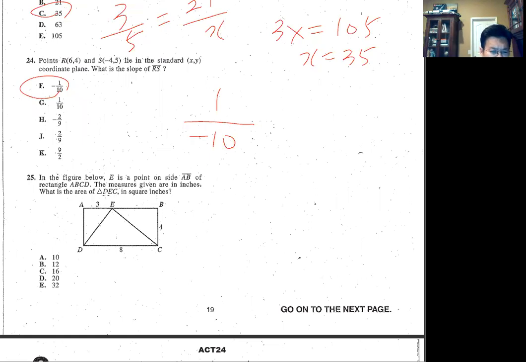25 inches. What is the area of DEC? So base times height divided by 2. Base is this, height is this. 1/2 × 8 × 4 = 16.